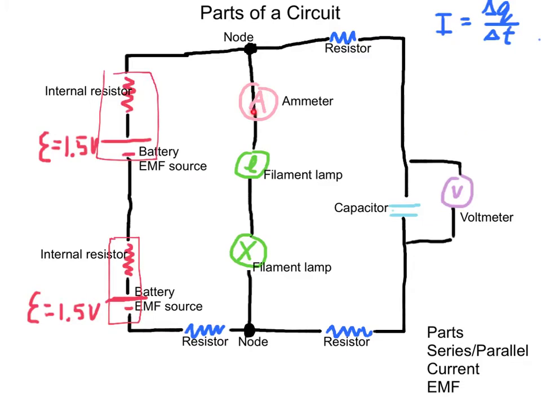Now this here is an ammeter. It measures how much current is flowing through a wire, like how much current is going through this wire in particular is what this ammeter would measure in number of amps. That's the unit for current there.